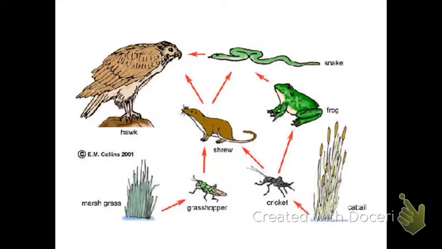Notice that in a food web, we still have arrows. Arrows are still supposed to be pointing in the direction of the energy flow, so from the consumed to the consumer. But you see here that we have more than one relationship shown. So a food web is showing all possible relationships in an ecosystem.